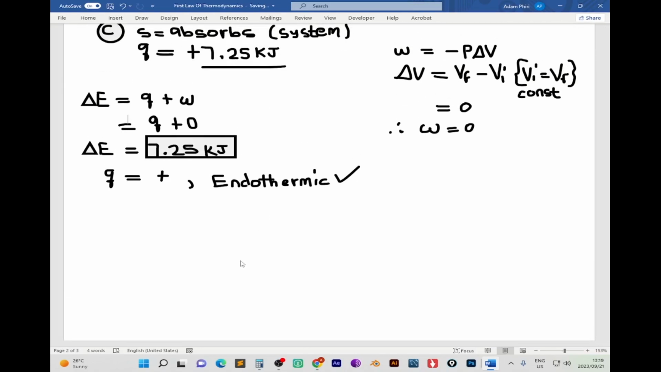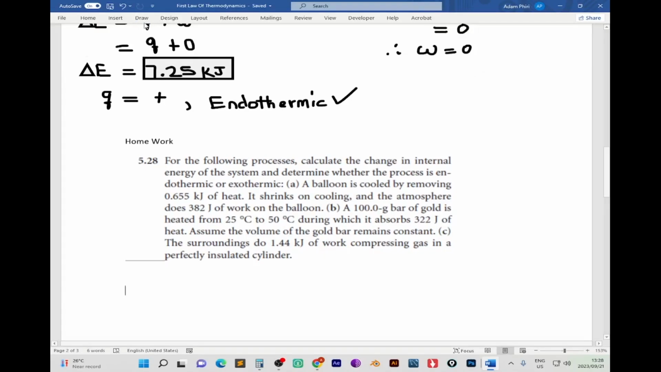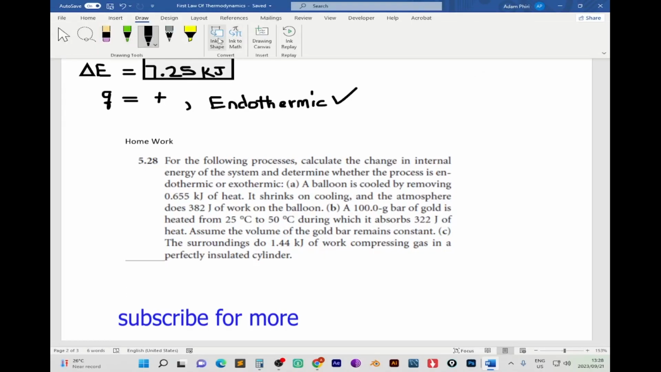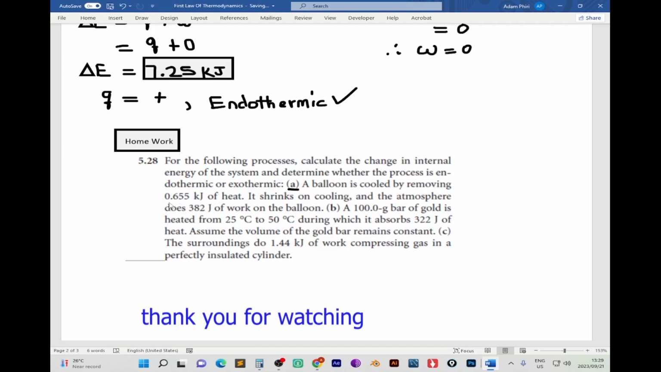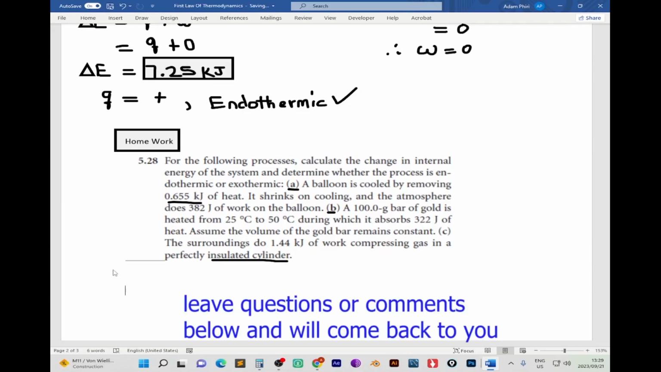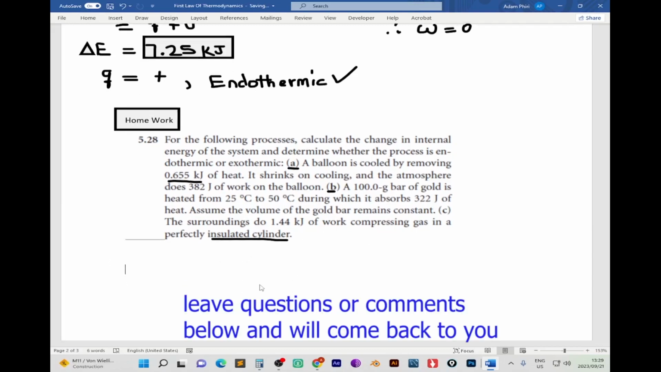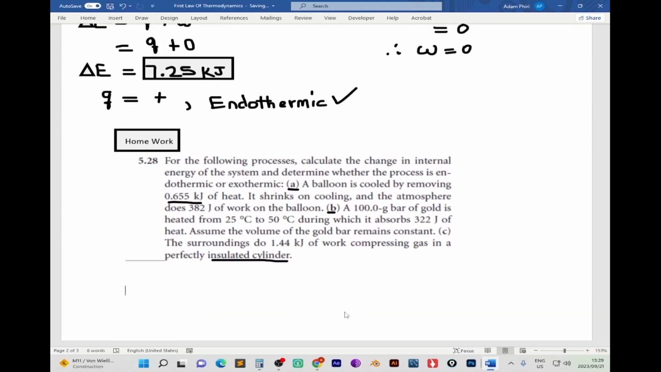I hope you find this interesting. So now you've got a homework to do. You go through the problem for this system. You find that you have a balloon. You need to calculate the change in internal energy of the system, the change in E. You'll also find that the system is insulated. You can pause and go through the problem and answer it, and then I'll give the solutions later.